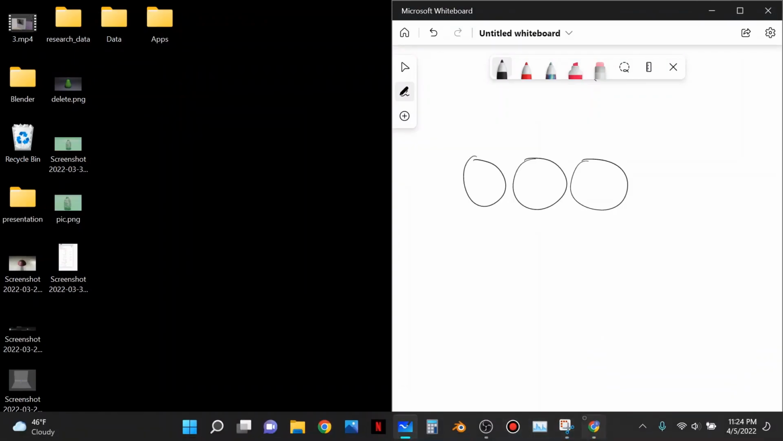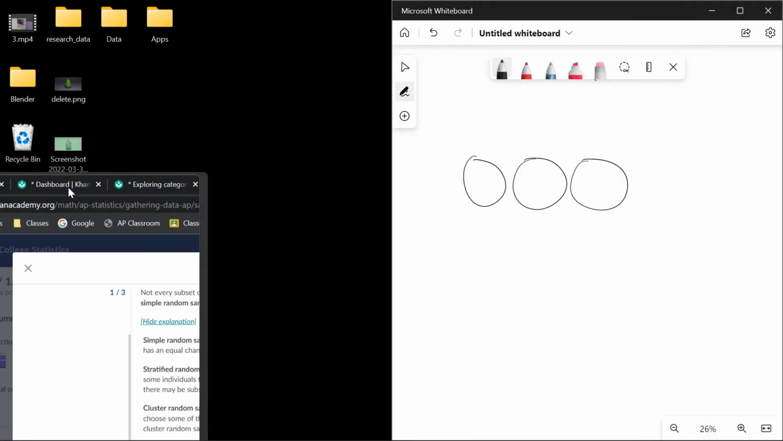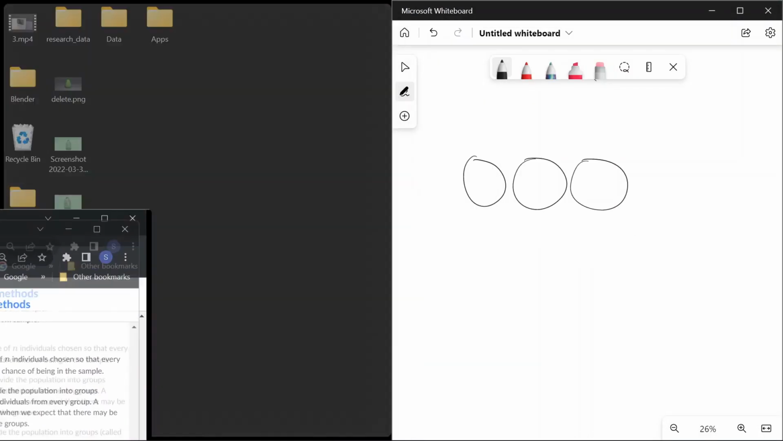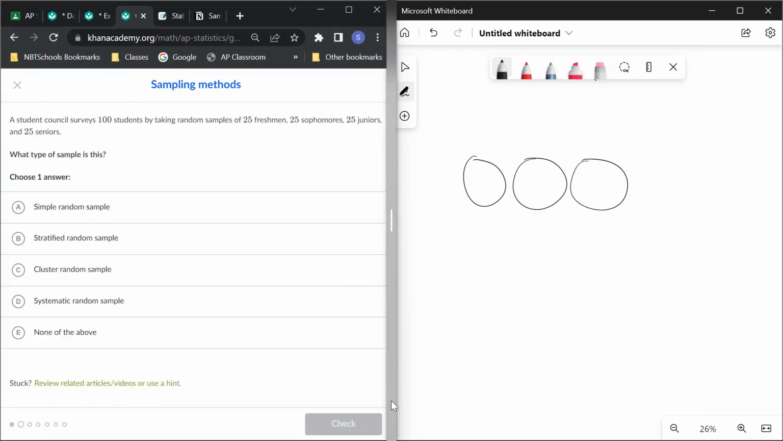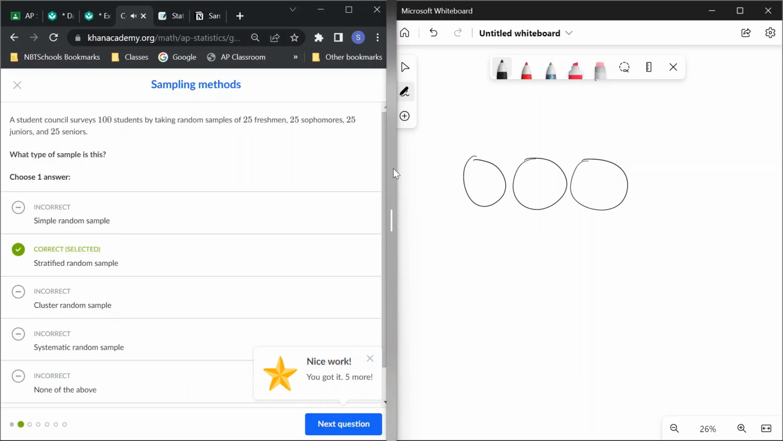What happened? No, wrong one. Okay, let's see if we can get this right. A student council surveys 100 students by taking random samples of 25 freshmen. Oh, this is definitely stratified. I know that from heart. I used that in my research project. Literally the best sampling method ever.